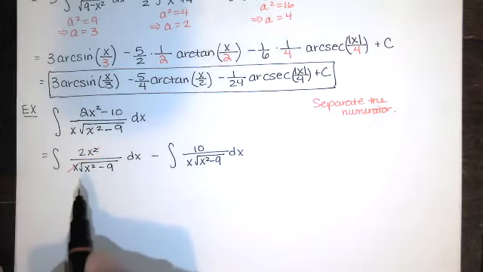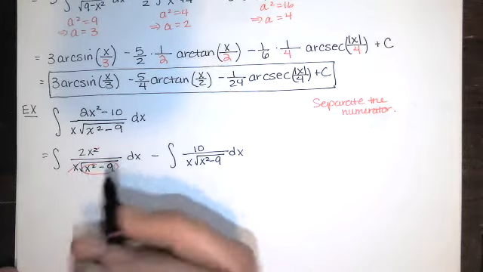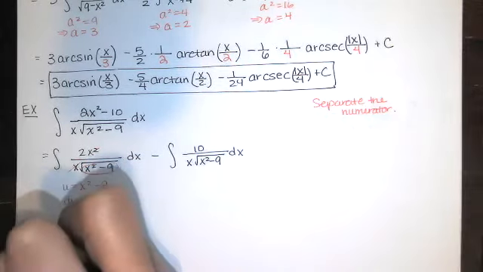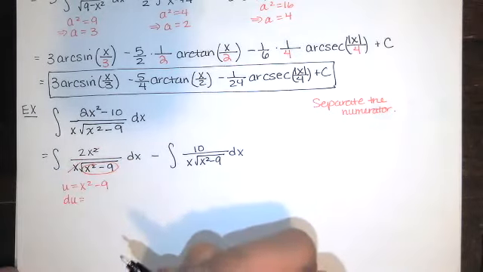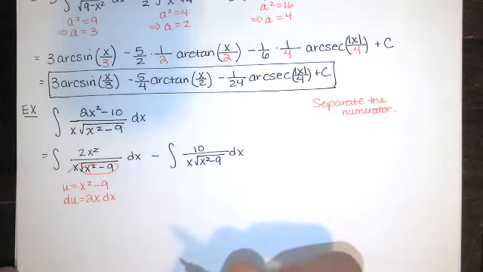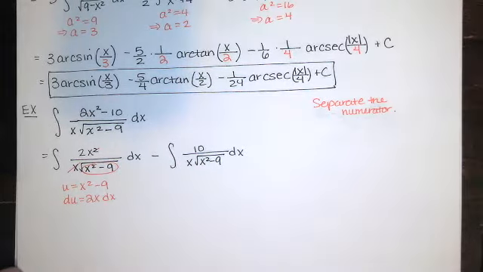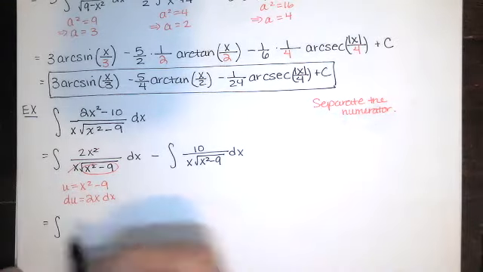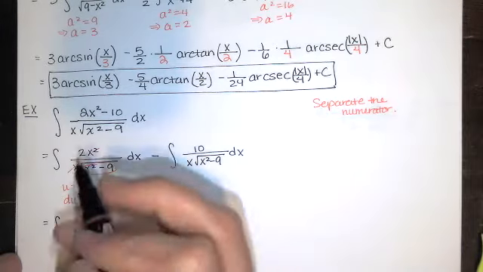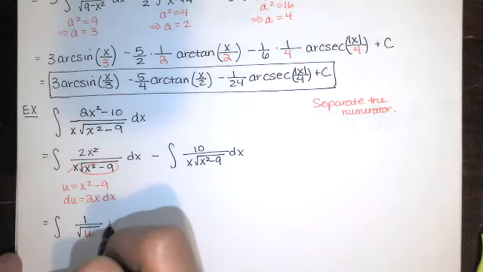And I know I can use a u-sub for this, because if I let u be that expression under the radical, watch what happens. du is 2x times dx. Isn't that nice? So you've got exactly what you need right there. This integral can be rewritten as 1 over the square root of u, where u is x squared minus 9, and 2x dx is the same as du.